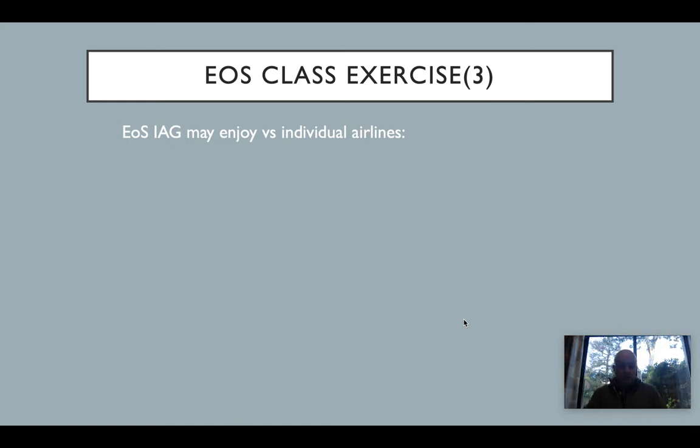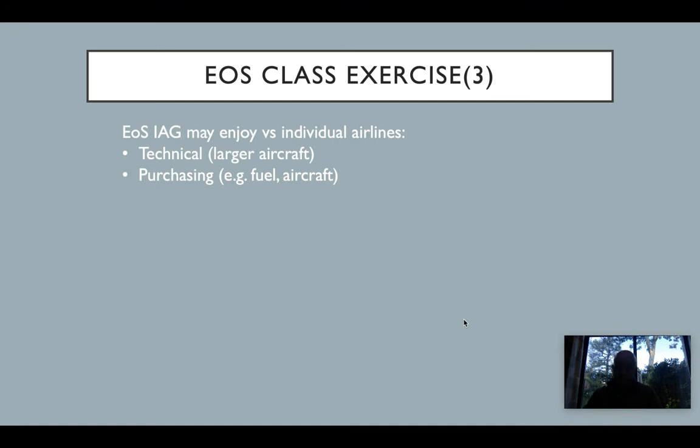Okay, so welcome back. Some of the economies of scale that IAG could achieve based on this would include, obviously, technical. We could go for larger aircraft. Could also look at purchasing. You get purchasing economies of scale because fuel and the amount of fuel being bought and the number of aircraft being bought would clearly be more for the combined group than it would be just for IAG in this instance.